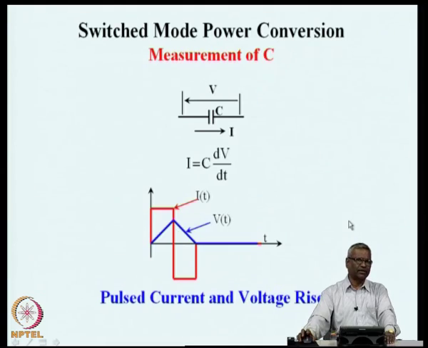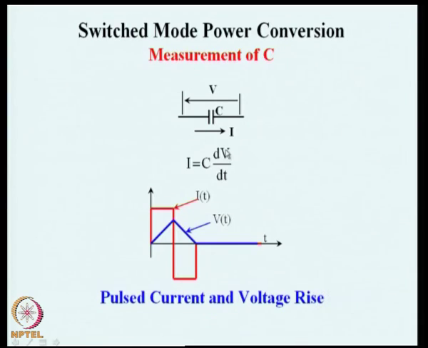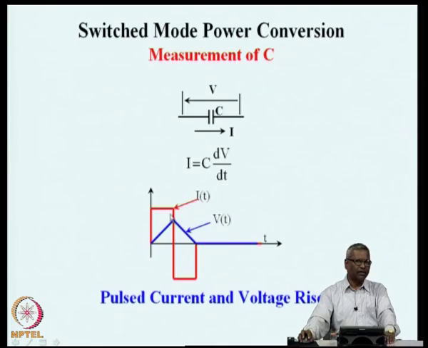How do we measure a capacitor? The measurement of a capacitor can be done following the same kind of relationship. Current is C dV by dt. So, if we apply a current to charge the capacitor and discharge the capacitor, a constant current will give rise to a charge in the capacitor which linearly increases, reaches some peak, and a negative current will discharge the capacitor back all the way to 0.